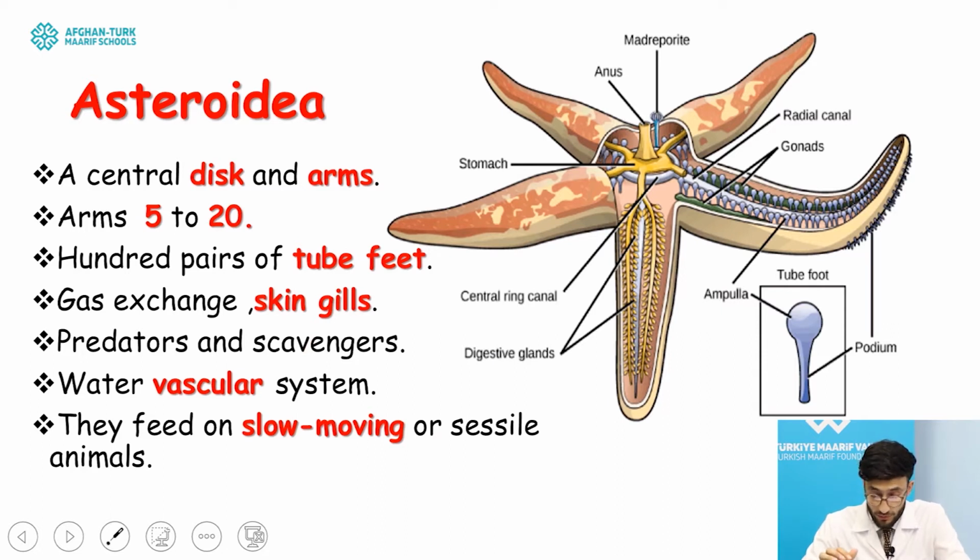One of the most important systems that you can find within these structures is the water vascular system. This is the water vascular system, which is composed of small podia or tube feet, which help the animal to perform different functions or life functions, such as changing place, capturing the prey, or exchanging different materials inside the body. So they feed on slow-moving or sessile animals.